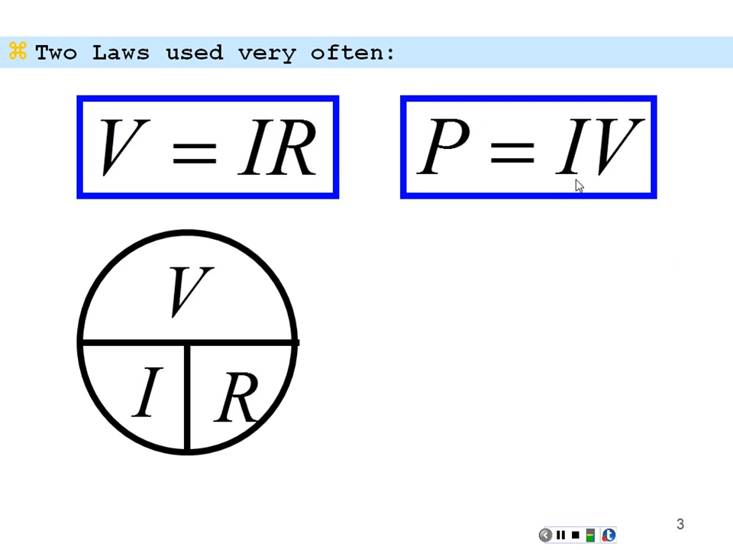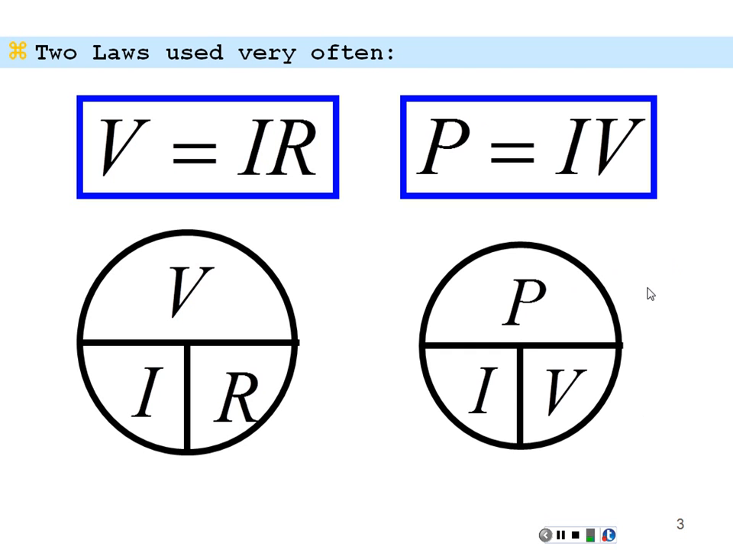Here's one for power. Power is equal to current times voltage. And here's the mnemonic device for that as well. So if it works, use it. That's my theory.